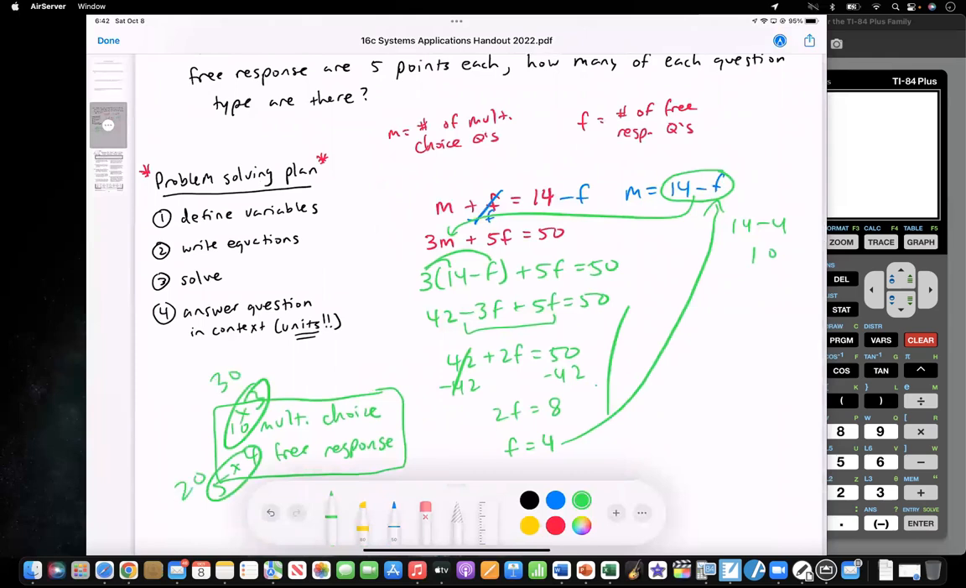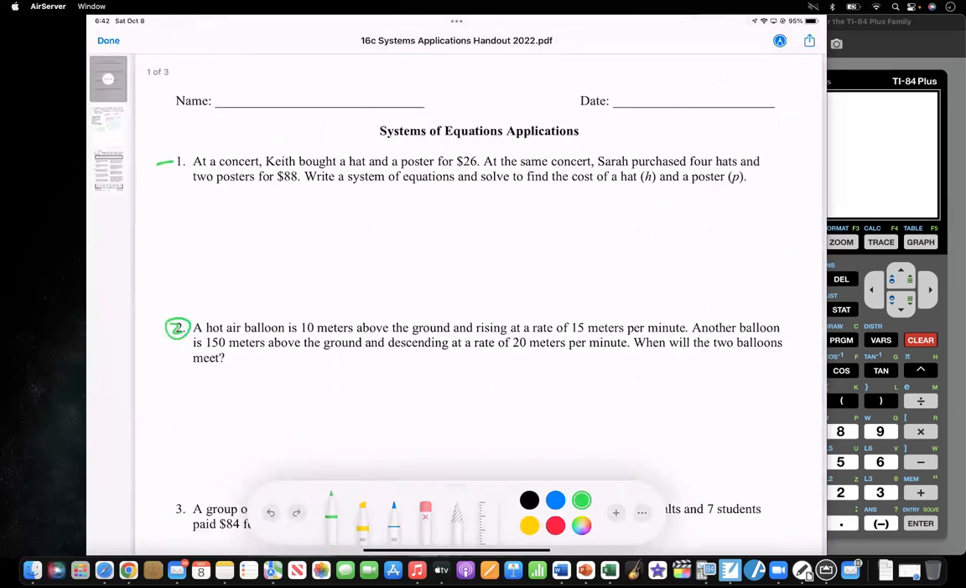So 30 and 20 does give you a total of 50 points. So just a quick check is good as well, but it looks like we were correct in our answer. Okay, so on this sheet, I want to just go through the setup for this one, and then we'll focus on 2 and 3 over there.